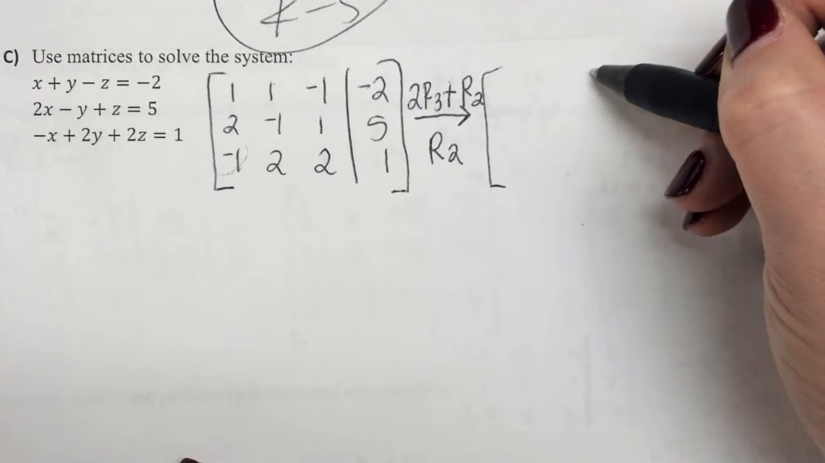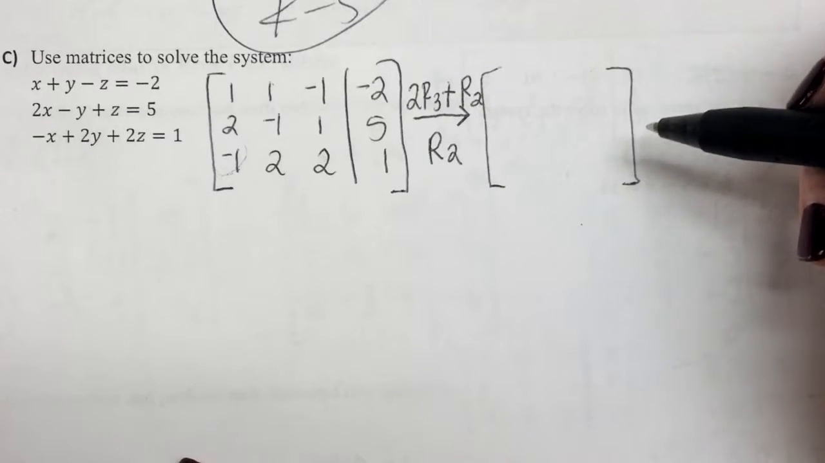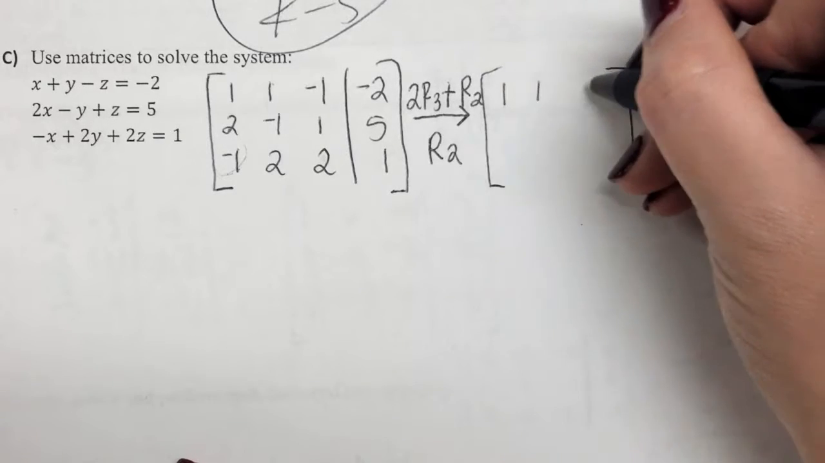Alright. So the rows that are staying the same are row 1 and 3. Go ahead and just write those like you see them.